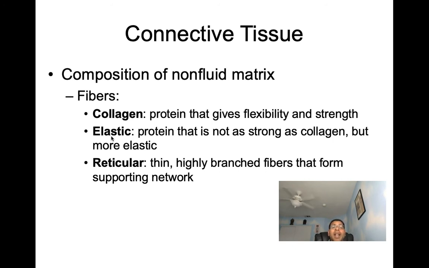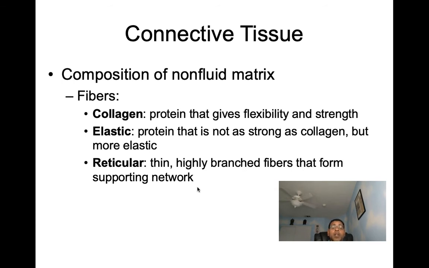Second type are our elastic fibers. Elastic fibers contain this protein called elastin. This is a protein that is not as strong as collagen. However, it's more elastic. So whatever organ elastic tissue is associated with will be more elastic. Third type are our reticular fibers. The reticular fibers are very thin fibers, and they are highly branched fibers that form supporting networks.